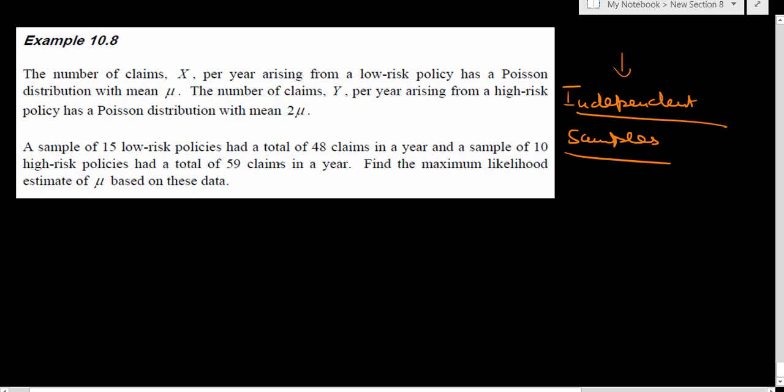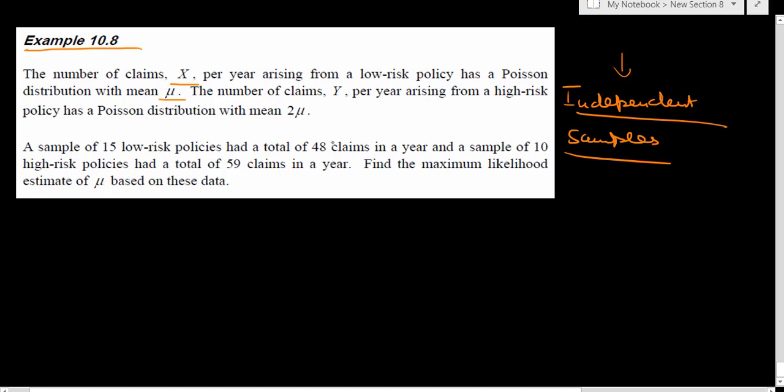So I'm going to discuss this using this example from your core reading. This is example number 10.8 from your core reading. So this says that the number of claims X per year arising from a low risk policy has a Poisson distribution with a mean mu.